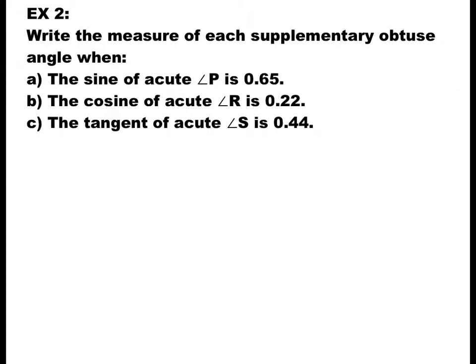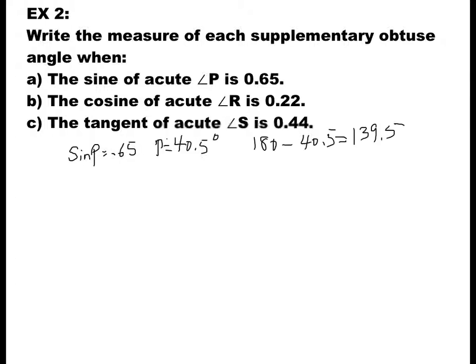The first one says the sine of acute angle P, so P is between 0 and 90, is 0.65. So this means that sine P is 0.65. Okay, the next one, the cos of angle R, again acute, is 0.22. So I'm going to write cos R is 0.22. Then I use the inverse again. If you use the inverse cos, you will find that R is 77.3.